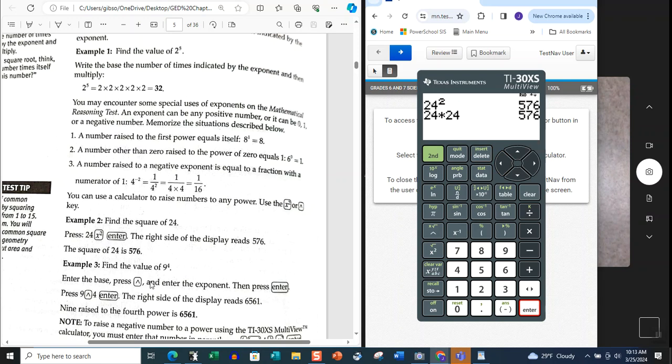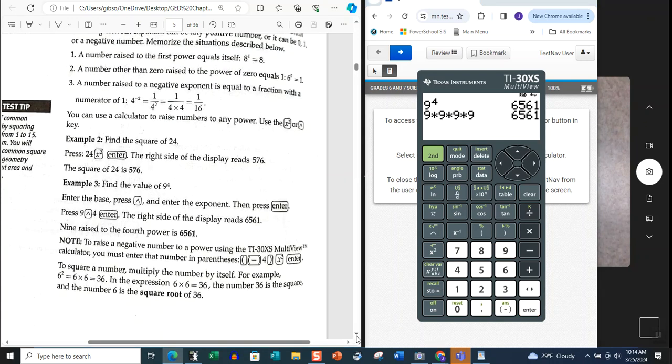Okay, now it says find the value of 9 to the 4th power. So we'll hit 9, and then we'll have to hit this up arrow key. This means the exponent key. And then you'll hit 4. So that's 9 to the 4th power, which is enter, which is 6,561. So let's put this in a calculator again to prove it. So we'll take 9 times itself 4 times, and it gives us the same answer.